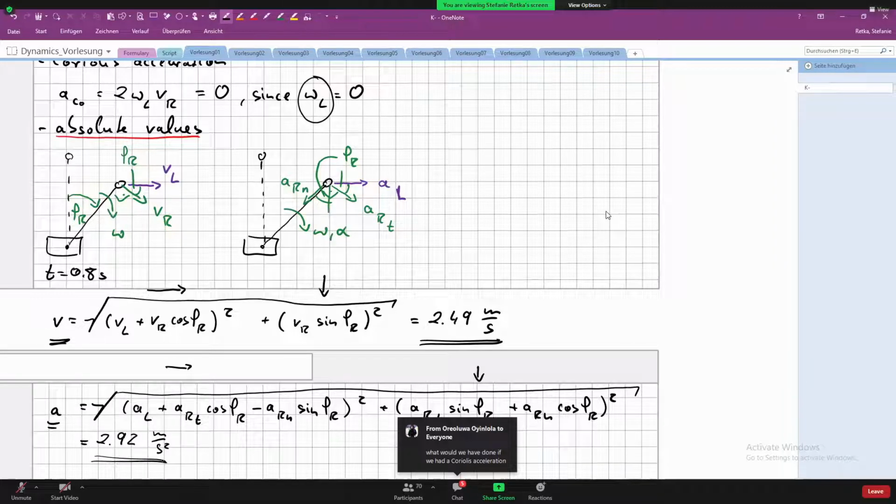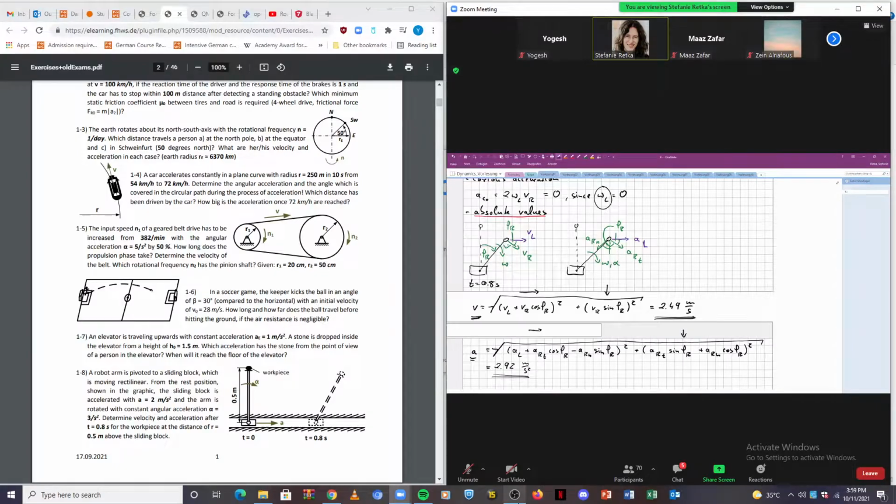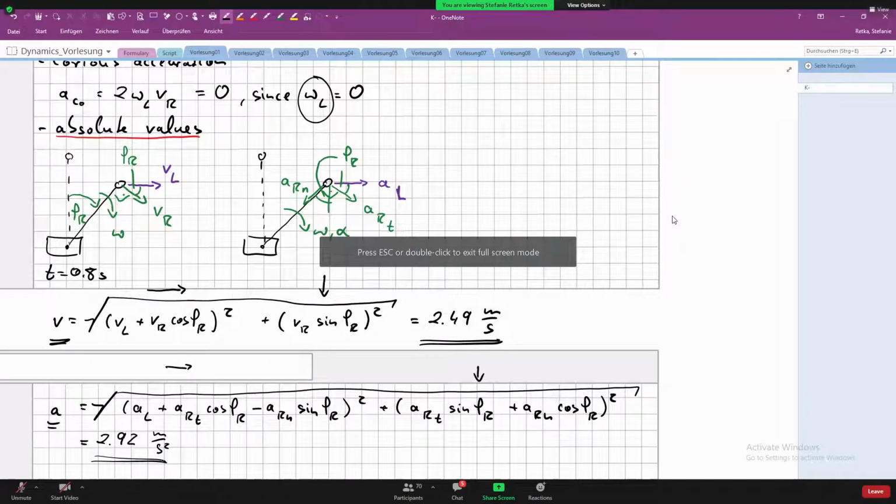If we would have a Coriolis acceleration, we would have computed the Coriolis acceleration and included it in our absolute acceleration. It would have been another vector. Remember, statics, the procedure is the same, no matter if you have 3, 4, or 5 forces. The procedure doesn't change. It would just be an additional vector. And that's the same here with the Coriolis acceleration.